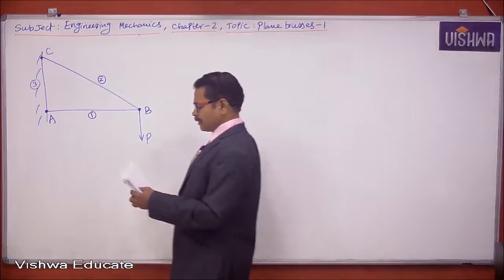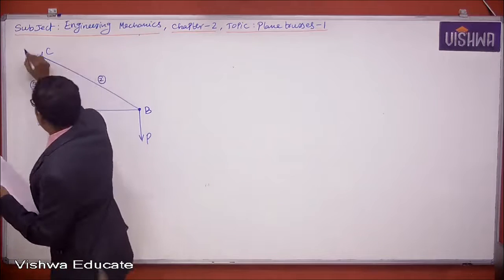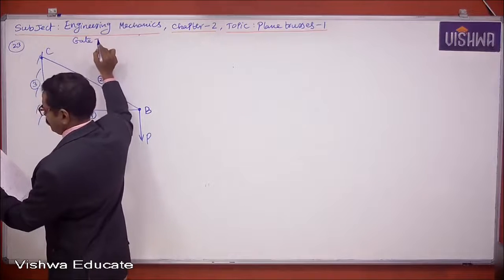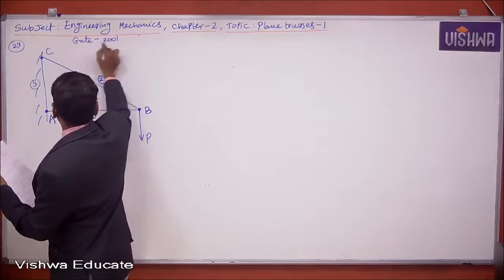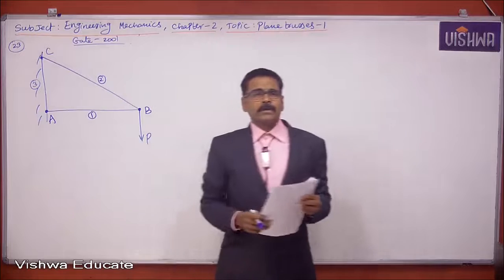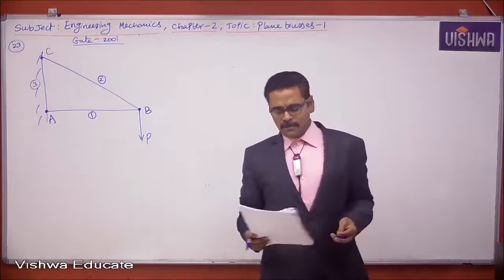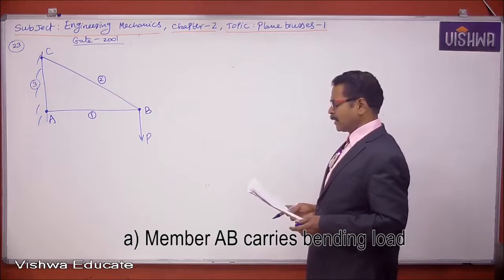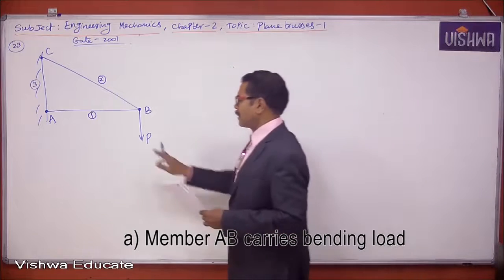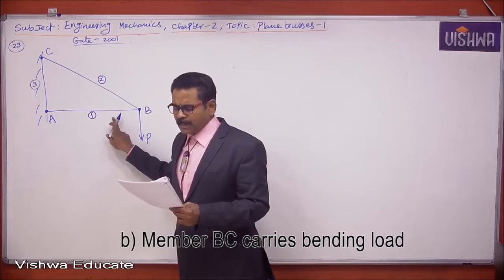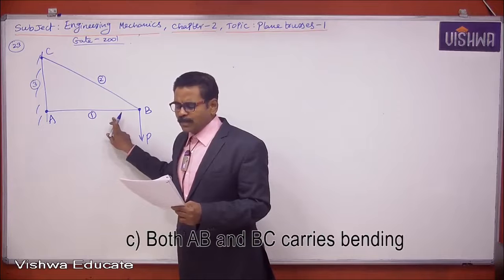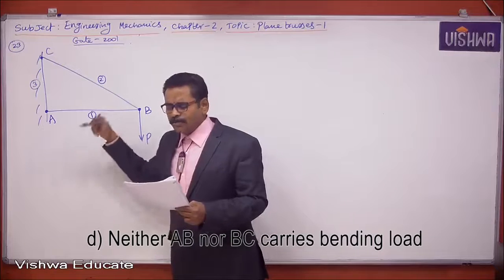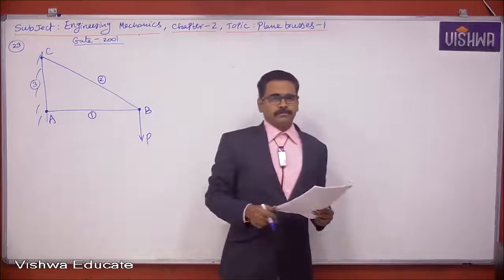This question came in GATE 2001, right? This is the 23rd numerical, and it is a multiple choice question. They ask like this: Option A, member AB carries bending load. Option B, member BC carries bending load. Option C, both AB and BC carry bending. Option D, neither AB nor BC carry bending load.